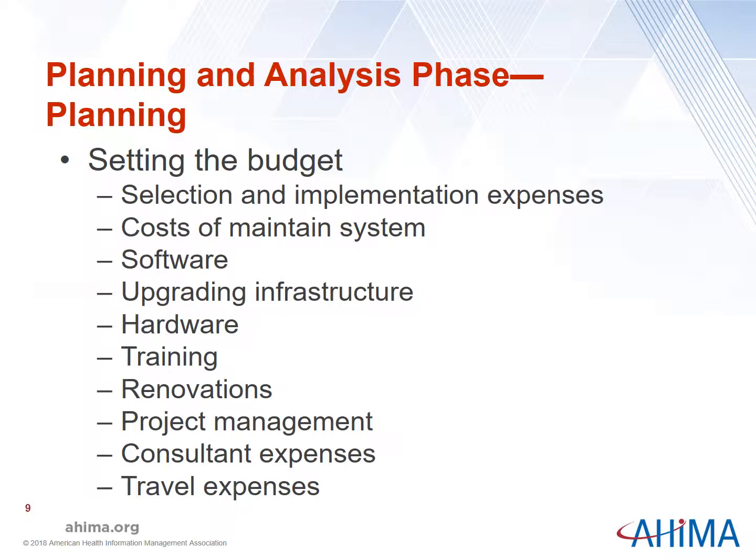Developing the budget for a system selection project is important, as cost is a key determining factor in deciding whether or not to implement an IS. The budget should include system selection and implementation expenses, as well as the cost of maintaining the IS for a specified period of time. Additionally, the budget should include items such as the cost of software, upgrading infrastructure, hardware, training, renovations to the physical plant, maintenance of the IS, project management, consultant expenses, and travel expenses for the site visits.